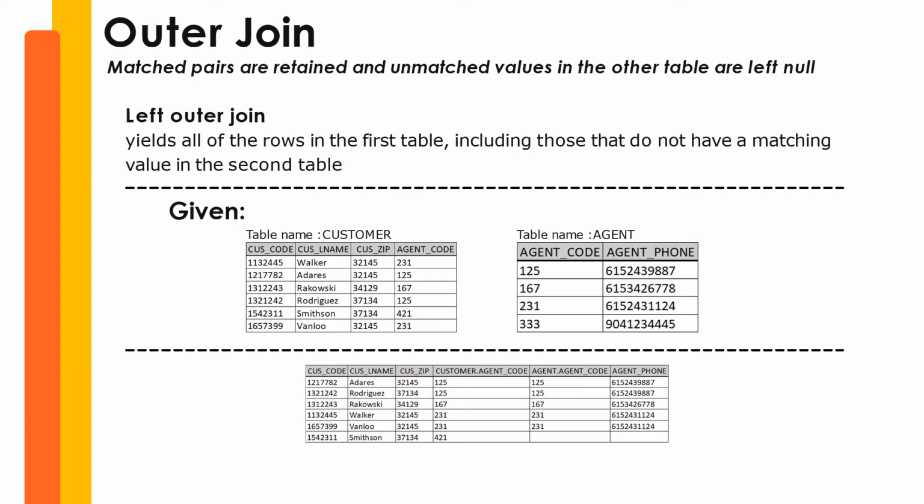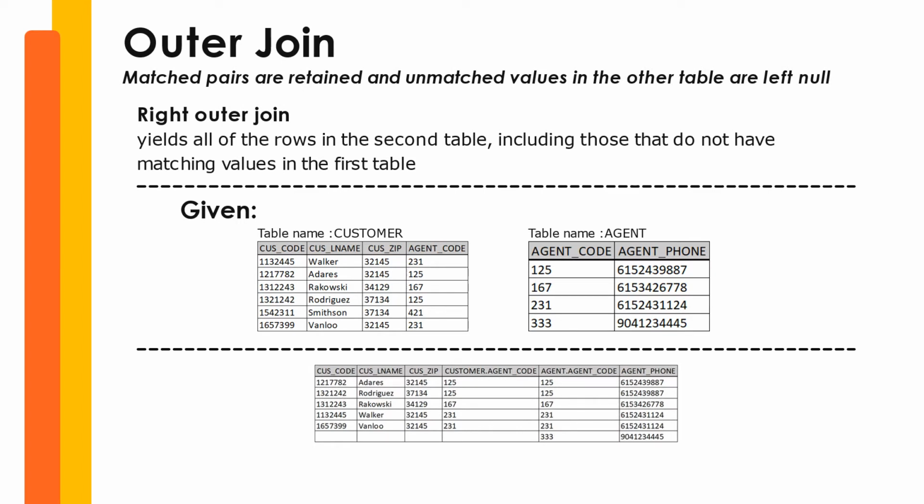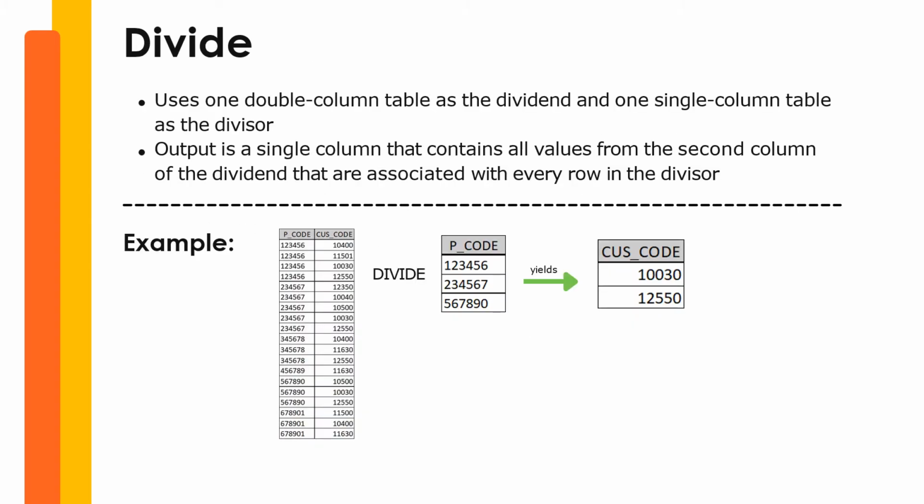Similarly, the right outer join will yield all of the rows in the second table, including those that do not have matching values in the first table. If we're going to apply customer right outer join agent, we're going to see that 3T3 doesn't have a corresponding record in the customer table, but it is included in the result because we use right outer join. Last, we have divide.